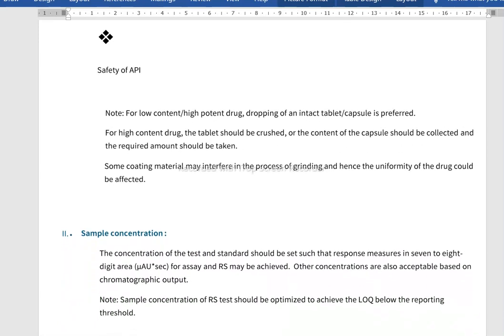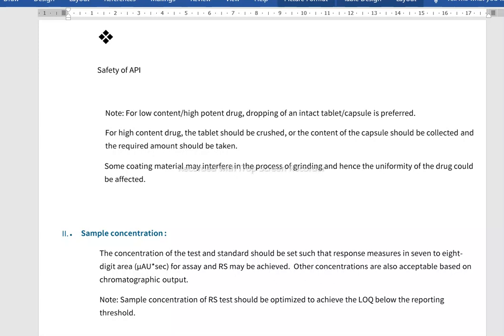Sample concentration. The concentration of the test and the standard should be set such that the response is measured in the 7 to 8 digit area. Sometimes I am asked by many of you how much the sample concentration should be. According to me, the sample concentration of the test and standard should be set such that the response measured in the 7 to 8 digit area for assay and related substances may be achieved. Other concentrations are also acceptable based on the chromatographic output.